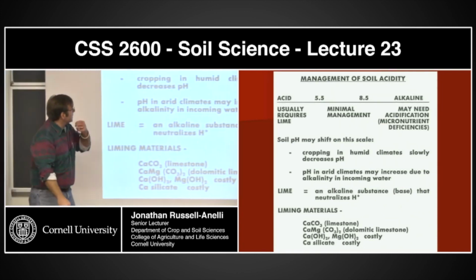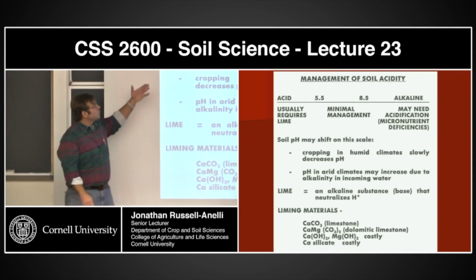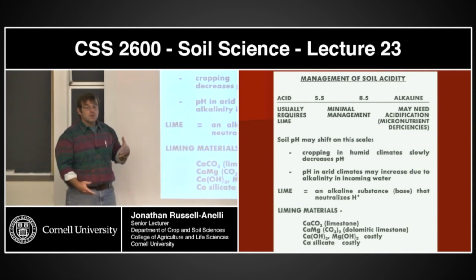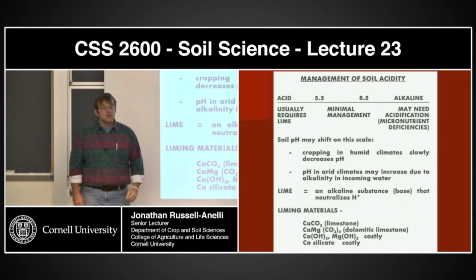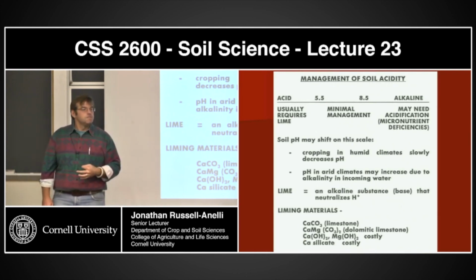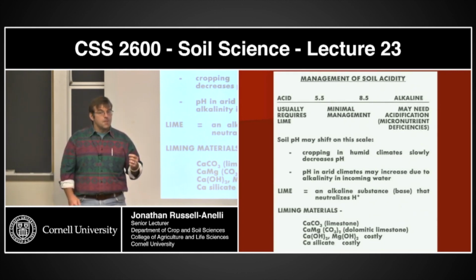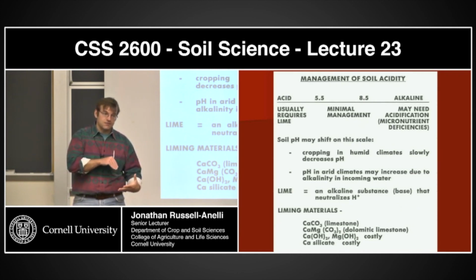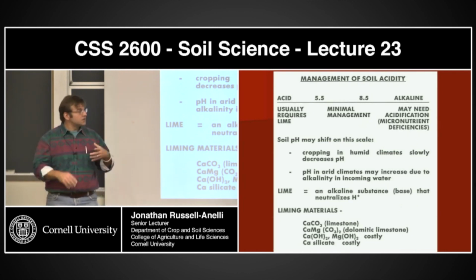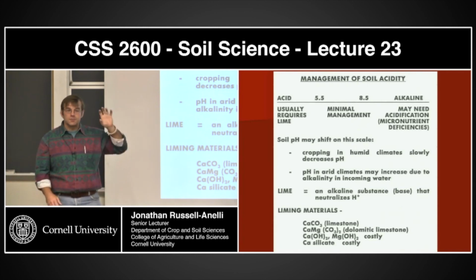So what are some of the things that we potentially can do? Well, soil pHs shift on this scale due to a number of things. Cropping in humid climates will slowly decrease the pH. Why? If I'm cropping, I'm harvesting, right? And if I'm harvesting, I'm taking the bases out of the system that the plant has harvested from the soil solution. If I start taking bases away, what's going to have to happen to that relative concentration of protons to bases? The proton concentration is going to start increasing.